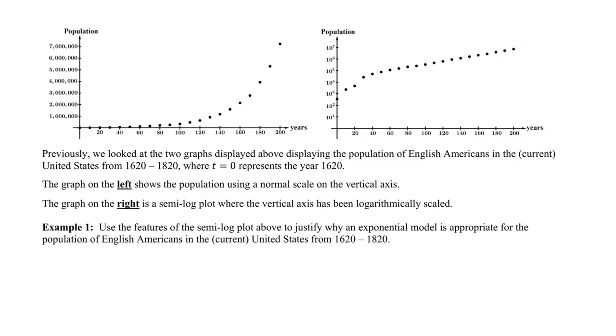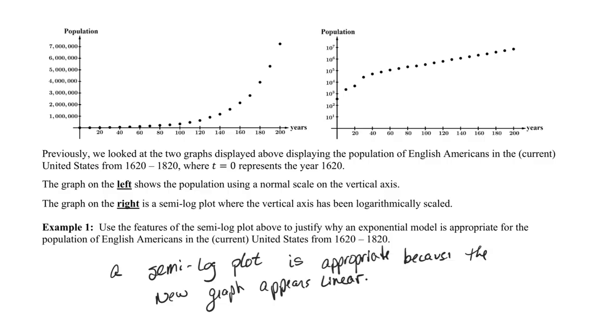All right, so let's look at example 1 here. Use the features of the semilog plot above to justify why an exponential model is appropriate for the population of English Americans in the current United States from 1620 to 1820. Well, the reason is if we do a semilog plot with our data and the new graph looks fairly linear, then it was an appropriate model. So this is what I would write: A semilog plot is appropriate because the new graph appears linear.